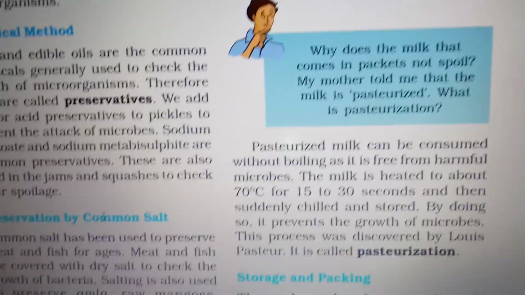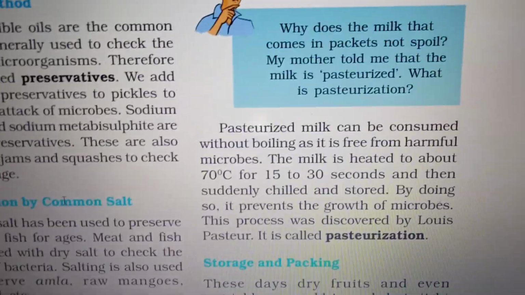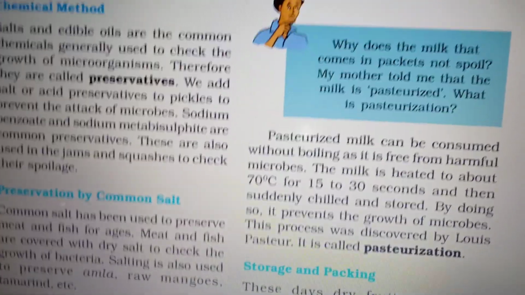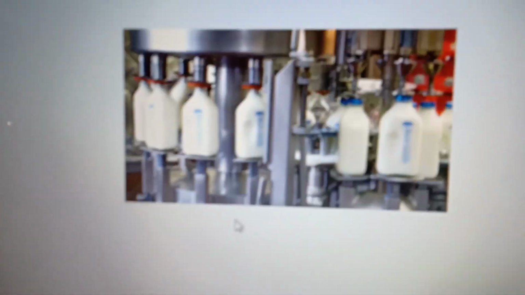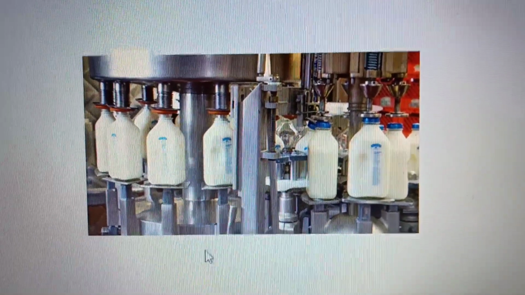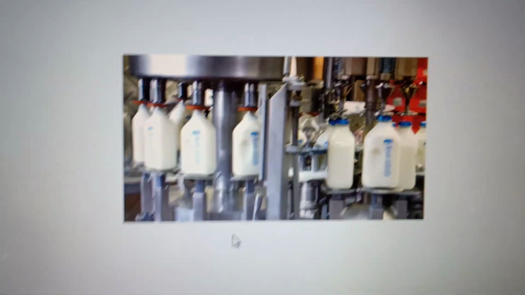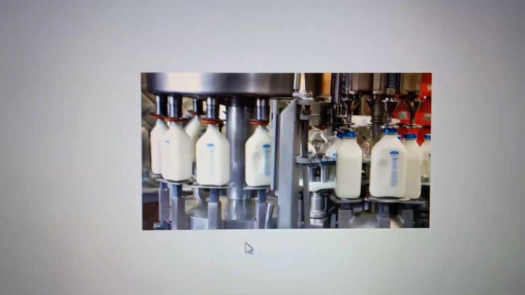And now we'll see pasteurization, which was found out by Louis Pasteur, hence the name pasteurization. Pasteurized milk can be consumed without boiling, as it is free from harmful microorganisms. In pasteurization, the milk is heated to about 70 degrees Celsius for 15 to 30 seconds and then suddenly chilled and stored. By doing so, it prevents the growth of microorganisms. This process was discovered by Louis Pasteur, hence the name.